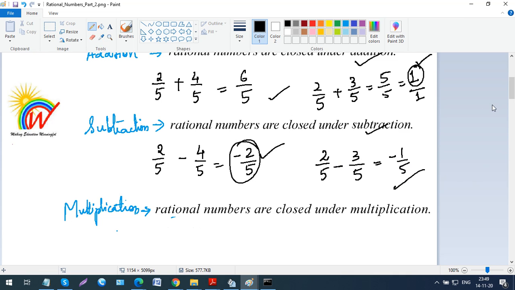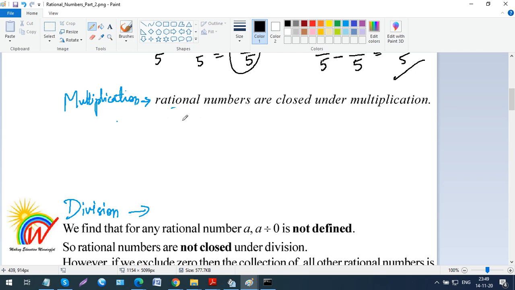Now come to multiplication. If I have 2 by 5 and I multiply by 3 by 5, you are going to get 6 by 25, which is again a rational number. So it's closed under multiplication also.